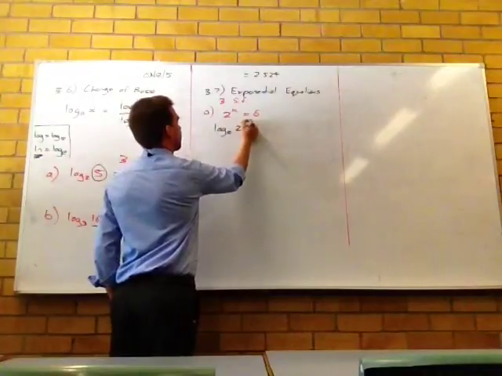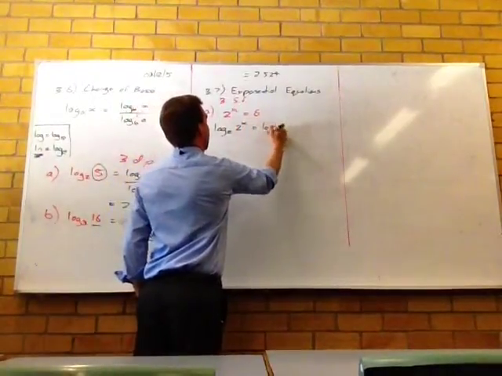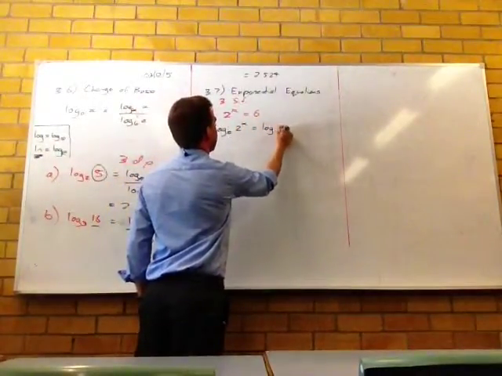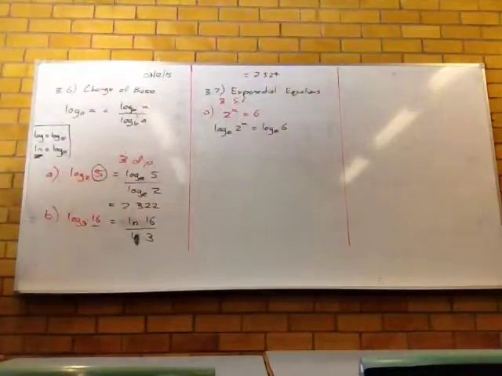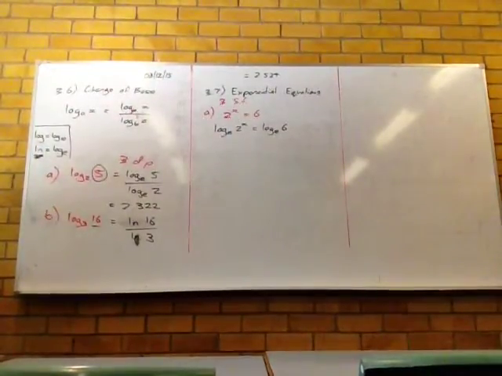Introduce the log on both sides. Okay, so it's an equation. I can do the same thing to both sides, provided I do that. So you can add, you can subtract things, do whatever you want, as long as it's the same, it will still be equal.